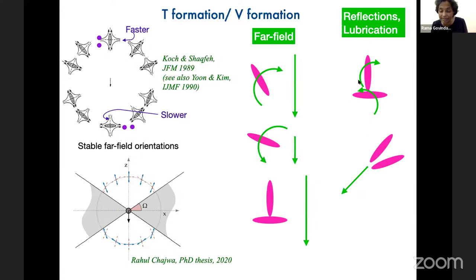When you take into consideration reflections and the lubrication approximation between these ellipsoids, you'll see that it initially likes to form a T. When it's far away, it forms a T. Once it forms a T, the T goes unstable and it forms something like a V. And then the V shoots off. So in this whole clumping array, whenever you get a V, there's just two of them shooting off. Rahul did an analysis of this Koch-Shaqfeh setup, and he showed that only the orientations there and there are going to be stable. So the T is basically the most stable thing that you can form in this system. So that's where the T comes in.